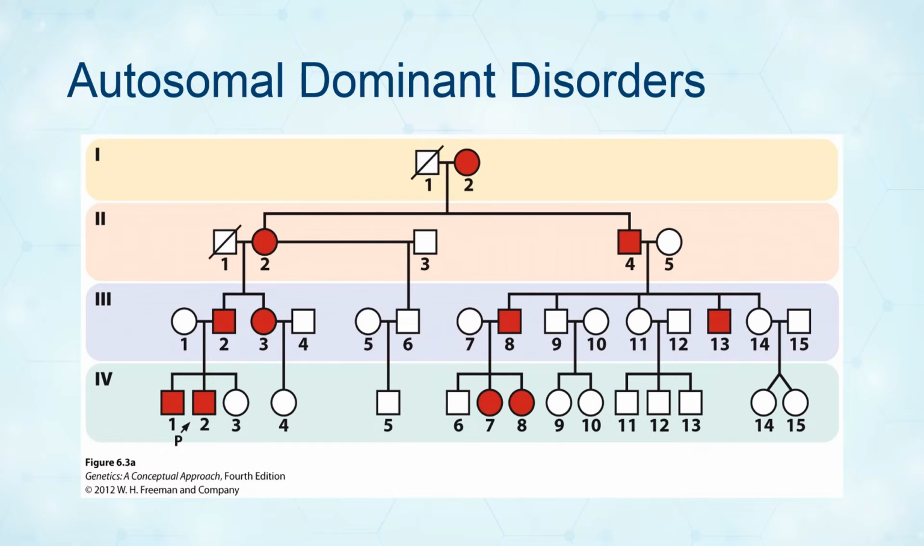So we answer the question, is it autosomal or sex-linked, by looking at the proportion of male to female. And in this example, it's essentially even. That suggests autosomal. We answer the question of dominant and recessive by saying, does every affected person have an affected parent? Both of those questions point us towards an autosomal dominant pattern of transmission.